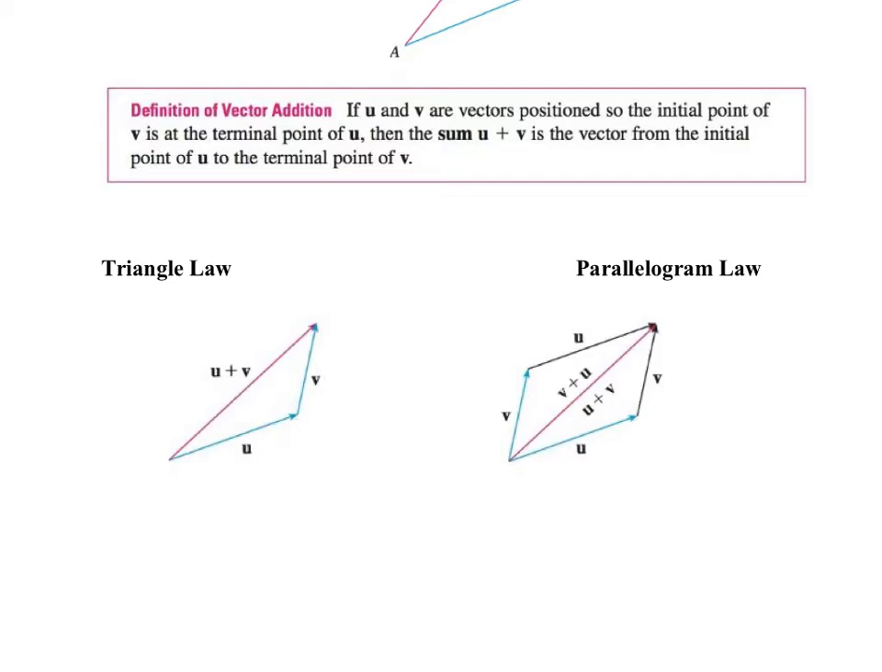But what you're doing here with the triangular law is that you start with the initial point, go to the terminal point of one vector, and then that starts the next vector's initial point to the terminal, and you end up with the resultant sum of those vectors. Now, if you look at the parallelogram law, you can do this in two different ways, and that happens because of the commutative property of addition. So we could take u plus v, and it's the same thing as v plus u. All right, let's go to the next page now.